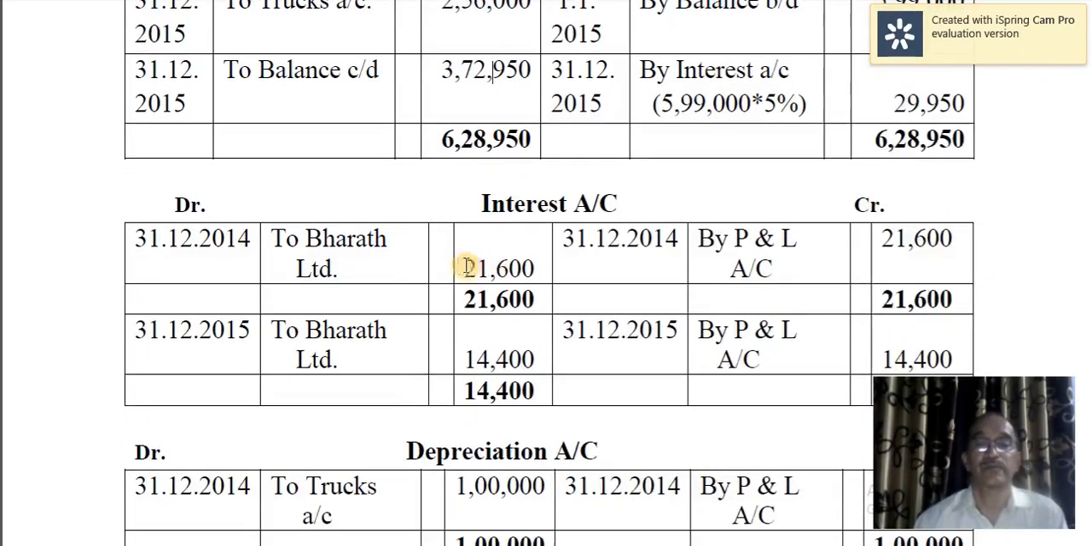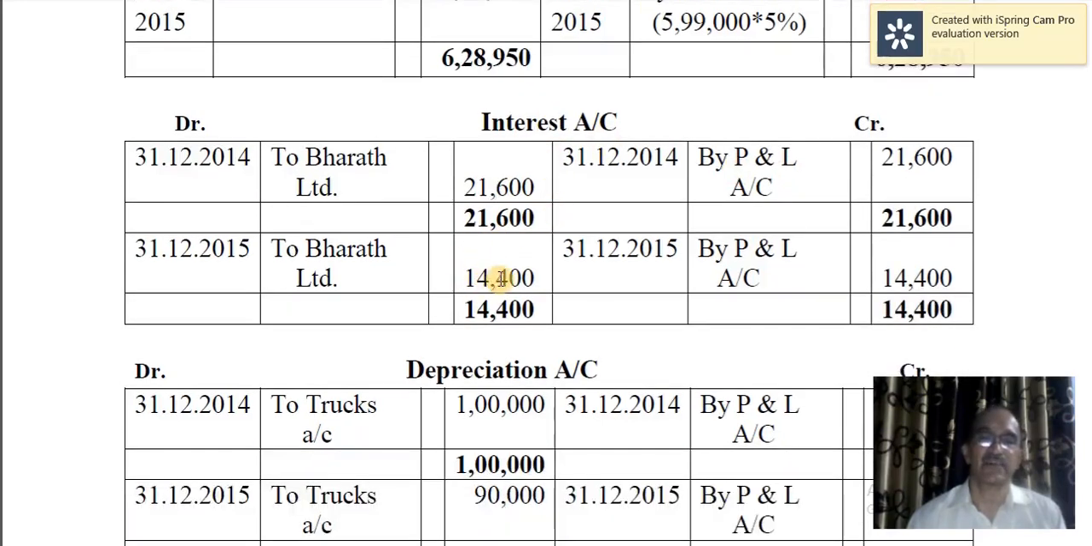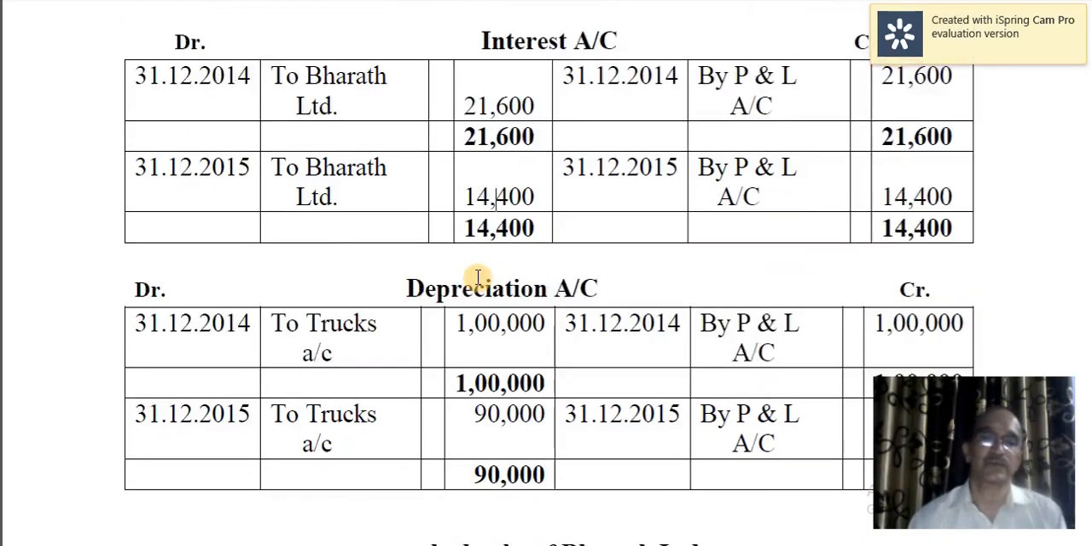Alright, now come to interest account. First year interest is 21,600. So it is due to Bharat Limited, interest account debtor to Bharat Limited. And interest being a nominal account, that should be closed at the end of the accounting year. So it is transferred to profit and loss account, thereby it is closed. Second year interest is 14,400, which you already calculated. So it is due to Bharat Limited. And interest account is closed by transferring the balance to profit and loss account. So that's about interest account.